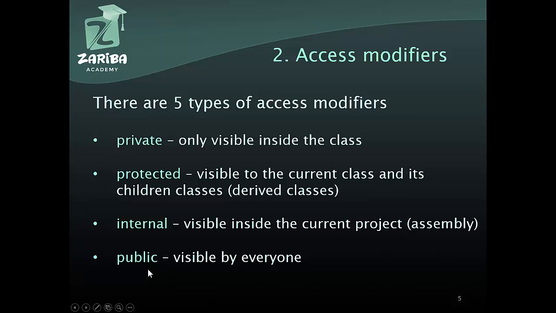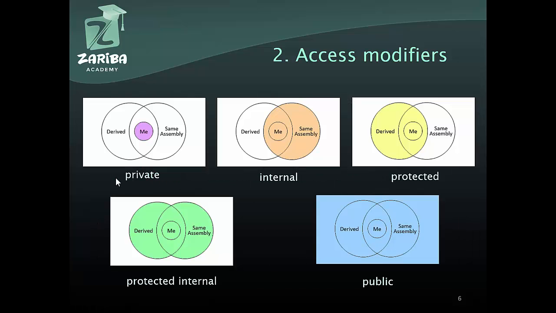Okay, if you did not get those, I guess it's fine. Once you see some code, it should be apparent which to use where. The ones that are most commonly used are public and private, and the others only in very specific cases. Here is a diagram. So private means that the variable or the method is visible only by the class itself, so only by me. Internal means that it's by me and the same assembly or the same project. Protected means by the class and by every other derived or children class.